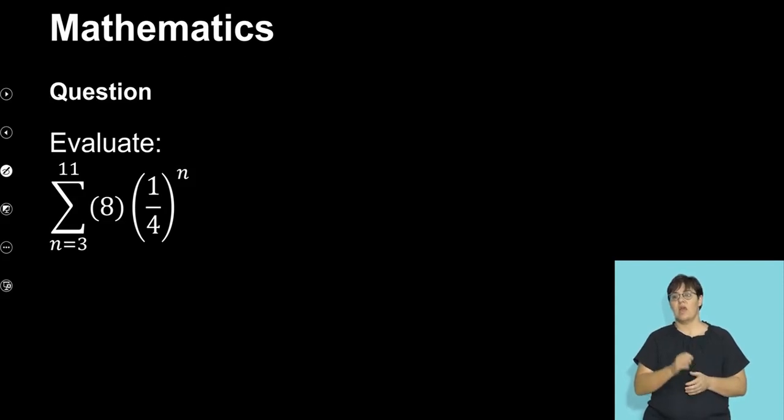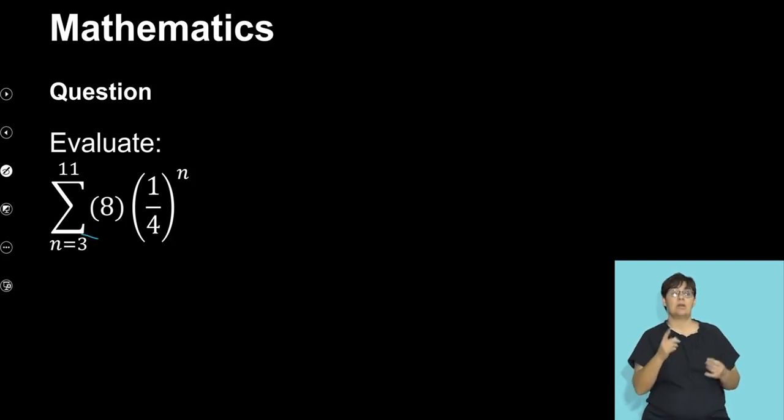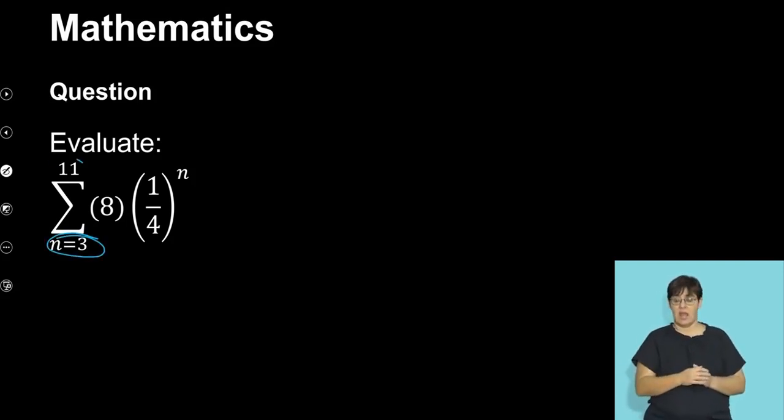We're now going to evaluate the sigma sum where we have 8 times a quarter to the power of n, but please note that we are starting the sum at n is equal to 3 and we are ending the sum at n is equal to 11. Just a reminder, for sigma sums, I actually have to have my a and my d, or in this case my r, because that allows me to substitute into the geometric series formula.